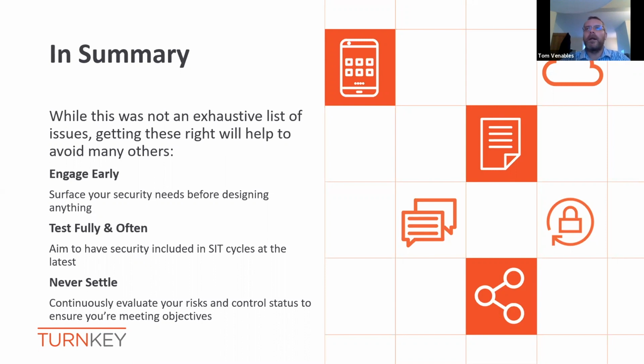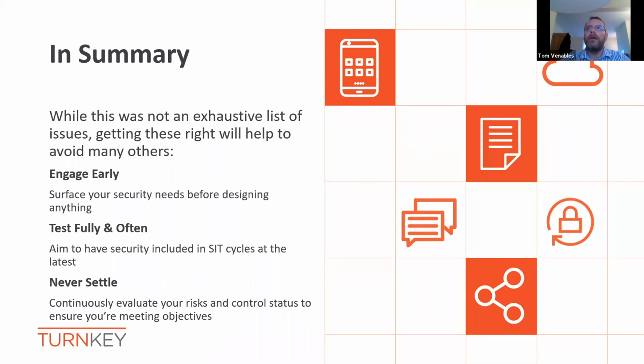In summary, get engaged early, communicate your controls and risk requirements before you start design. Test fully and often. You know, changes will happen throughout the project lifecycle. Make sure that the testing of those reflects the real world and have security objectives included in your SIT cycles at the latest. You don't want UAT to be the first time that you test these things in anger. The user experience will be terrible if things don't work or if it's a confusing navigation. And that is late in your project cycle to start having those sorts of challenges.